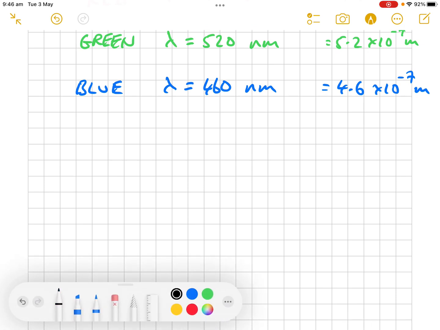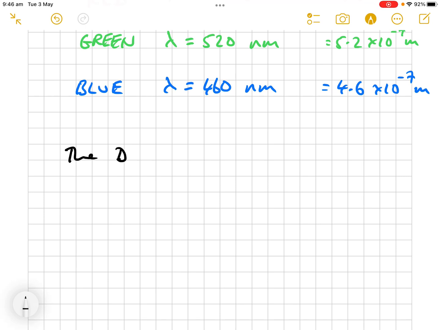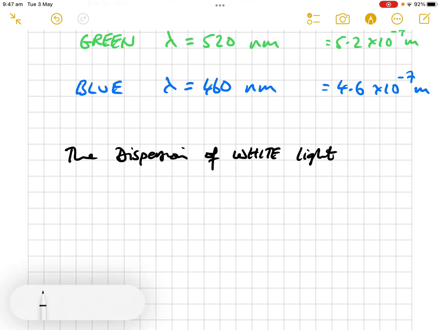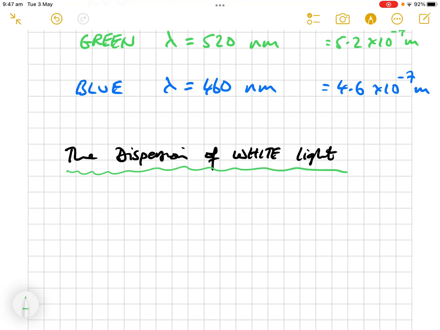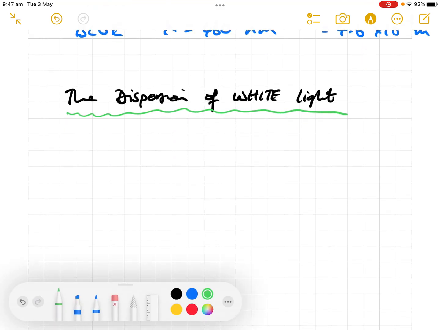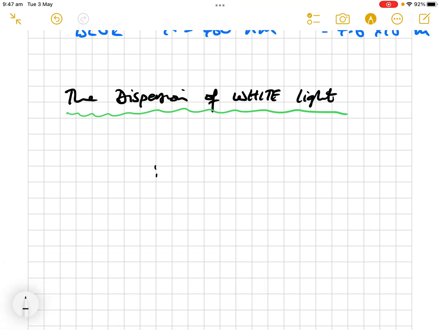And the last thing on the dispersion of white light. So if you have a grating and you shine white light at it, then what's going to happen?